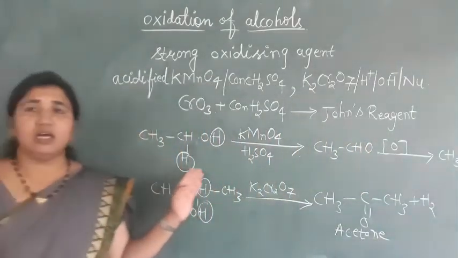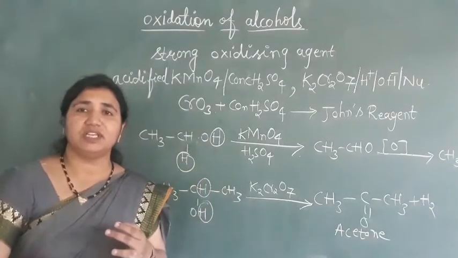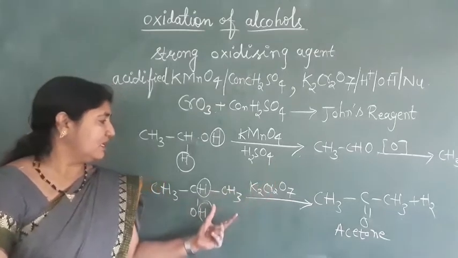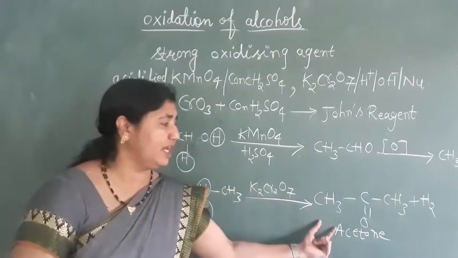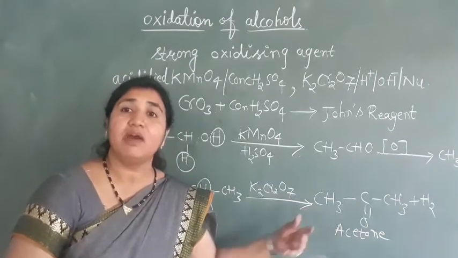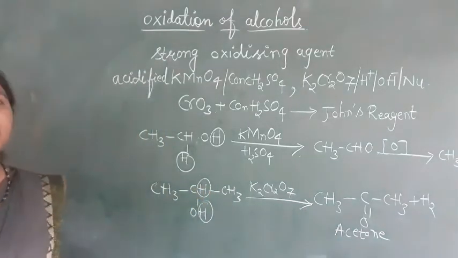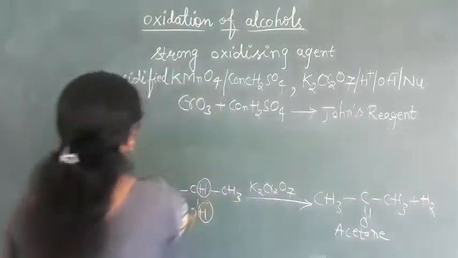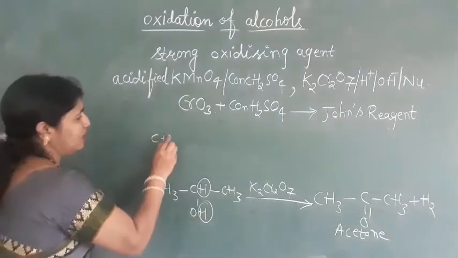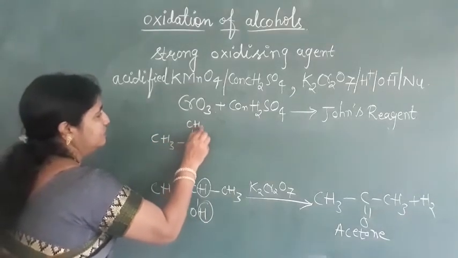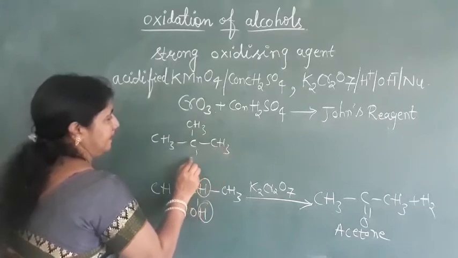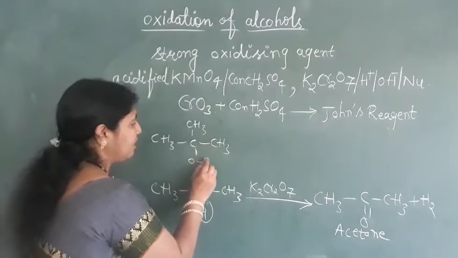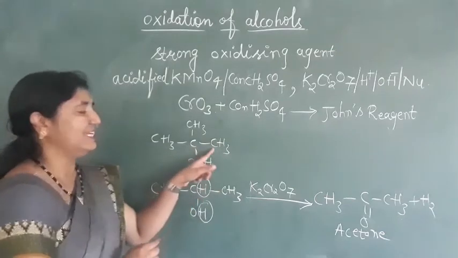So primary alcohols in the presence of a strong oxidizing agent give carboxylic acid, and secondary alcohols give ketones. What about tertiary alcohol? Tertiary alcohol will not give any aldehyde or ketone. Why? Because in tertiary alcohol there is no hydrogen here. We have to remove hydrogen from the OH bond and one CH bond.